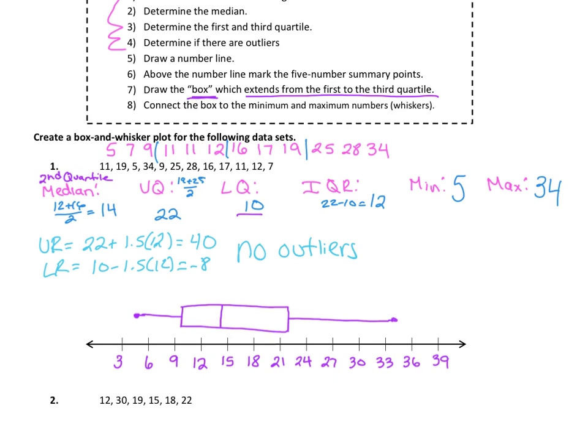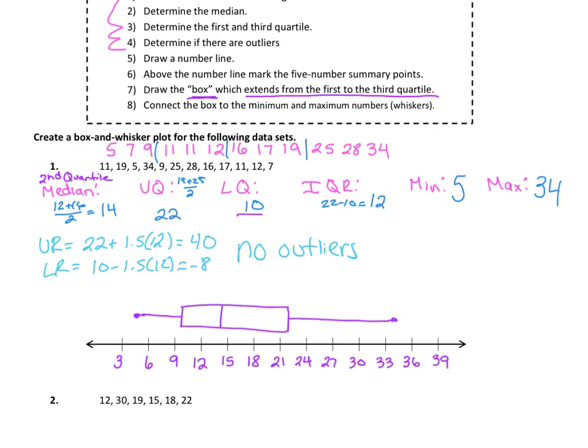So a box and whisker plot basically illustrates how our data is distributed. You can see that the majority of our data, 50% of our data actually, is between 10 and 22. And then keeping in mind with a box and whisker plot that 25% of the data lies in each quarter. So 25% of the data lies from the minimum to the first quartile, from the first to the second, second to third, third to max.